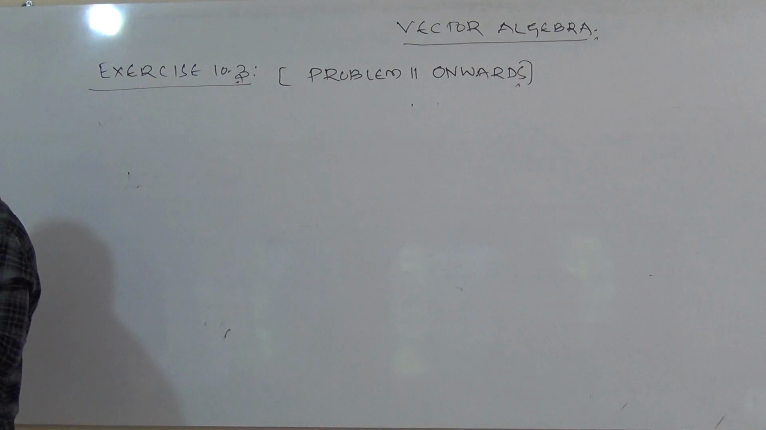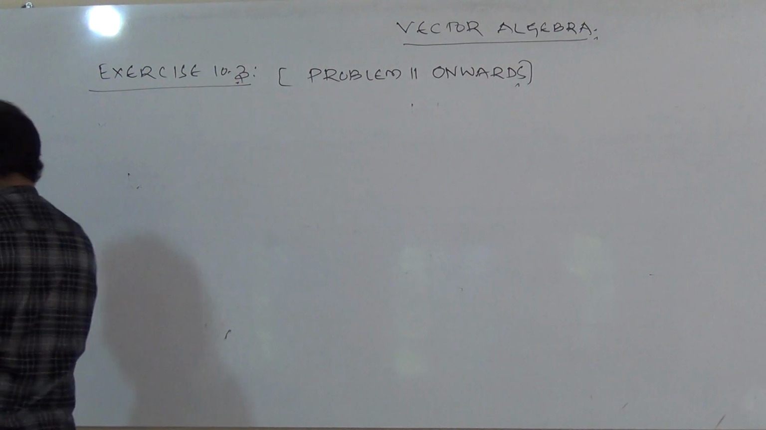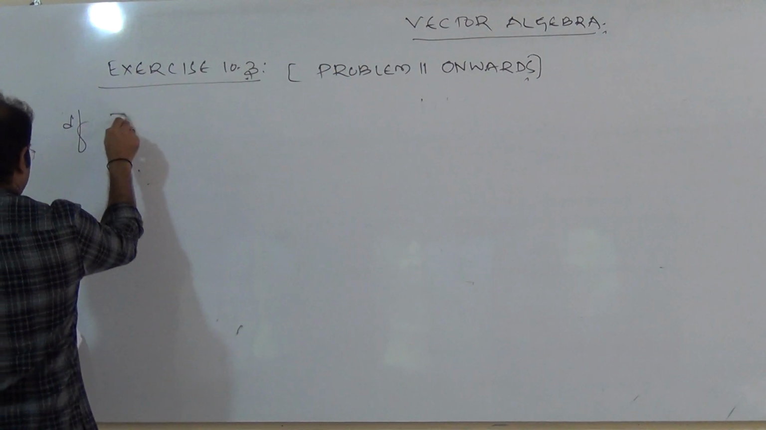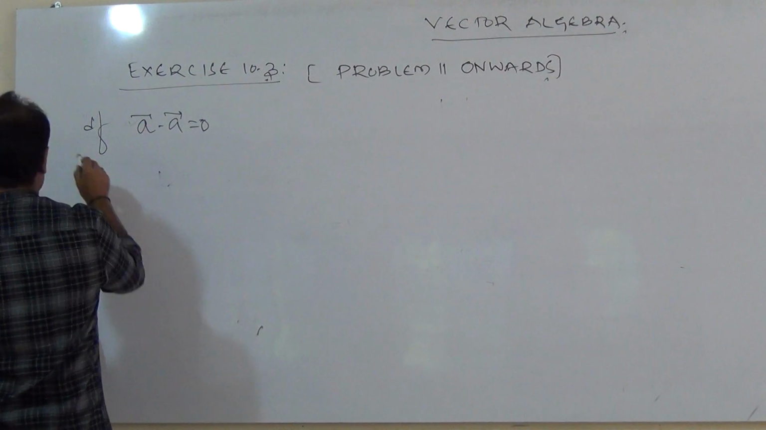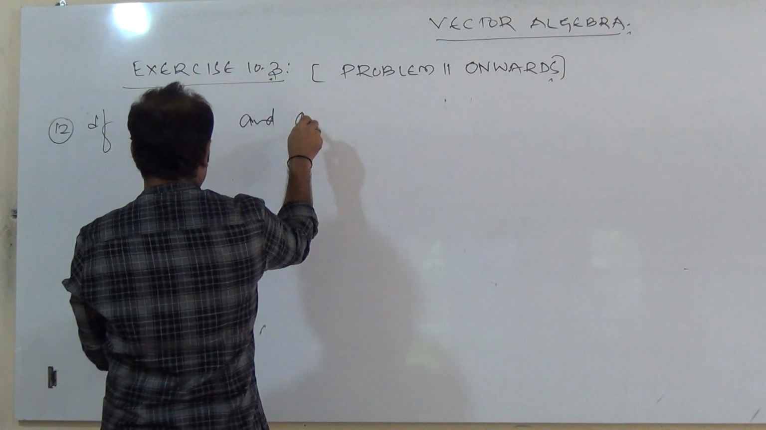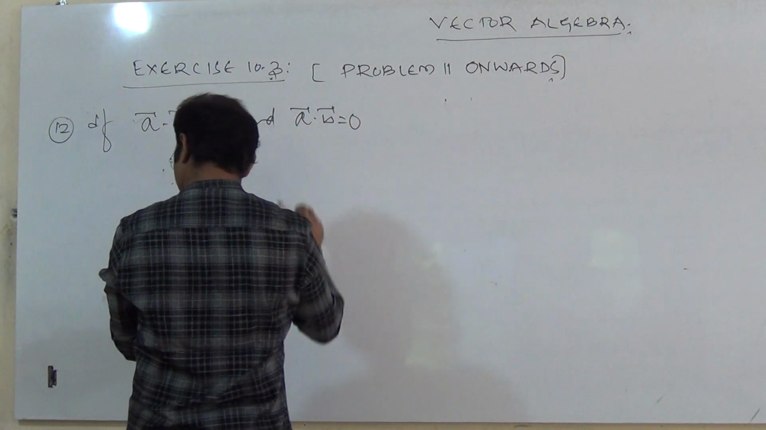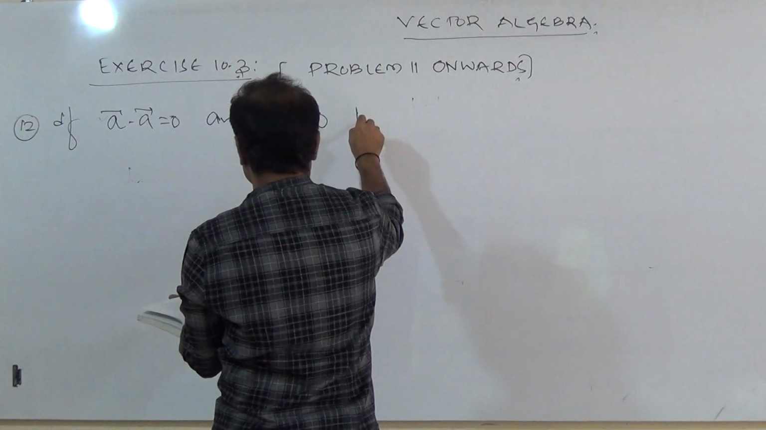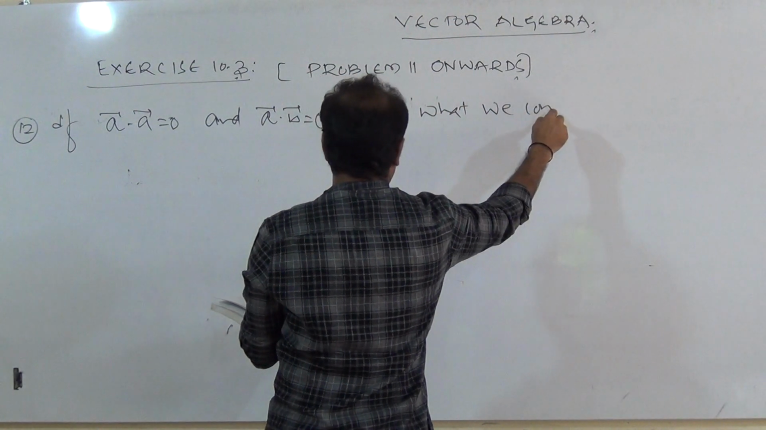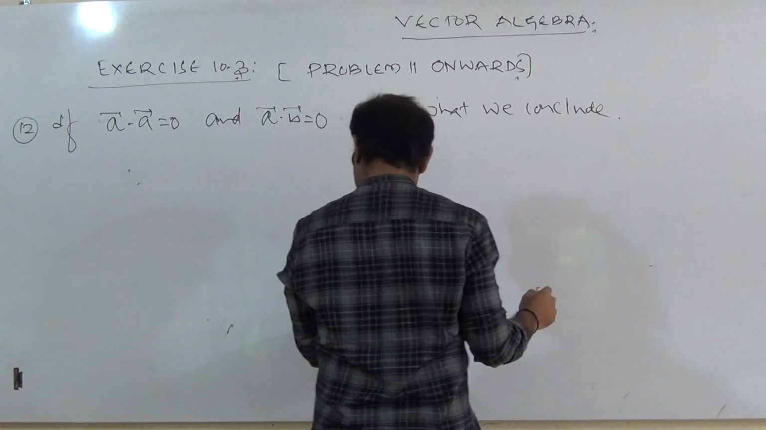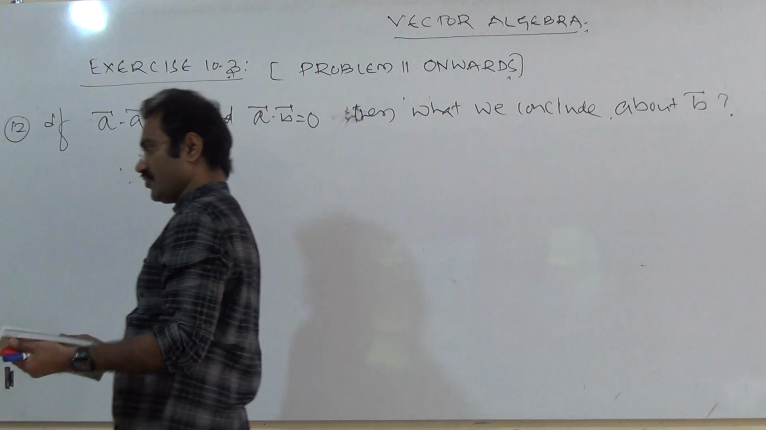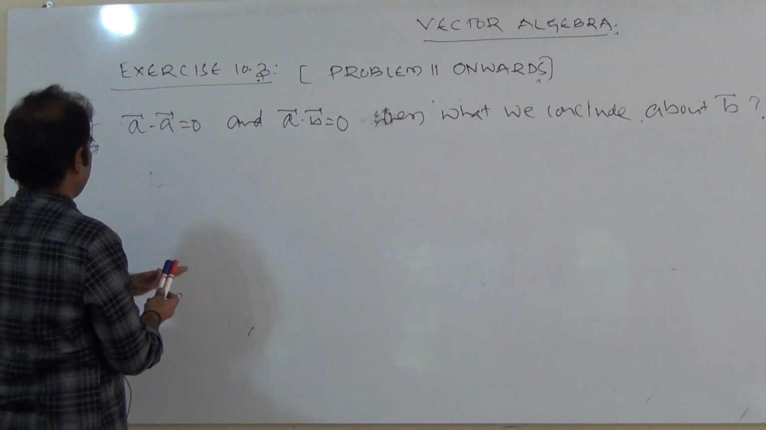Right, next. Next one is, if A dot A is equal to 0, and A dot B is equal to 0, then what do we conclude about B? What do you conclude about B? Fine.